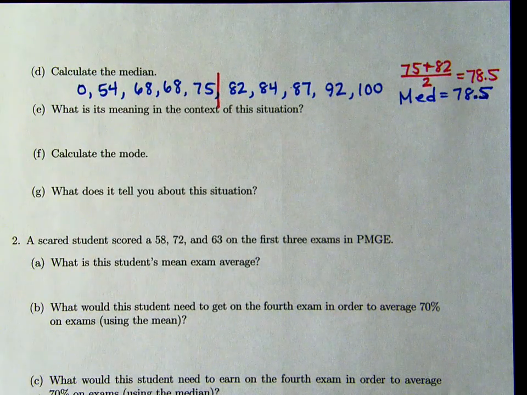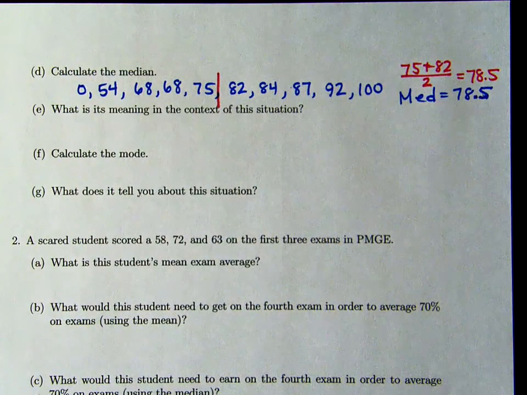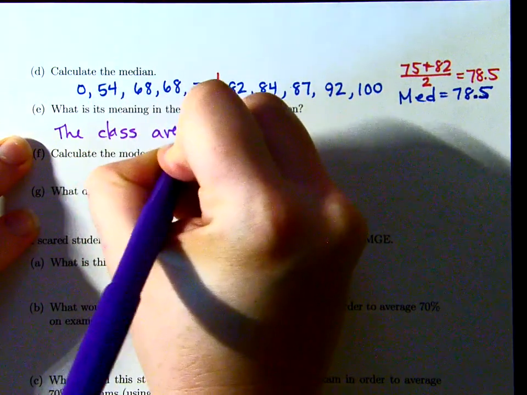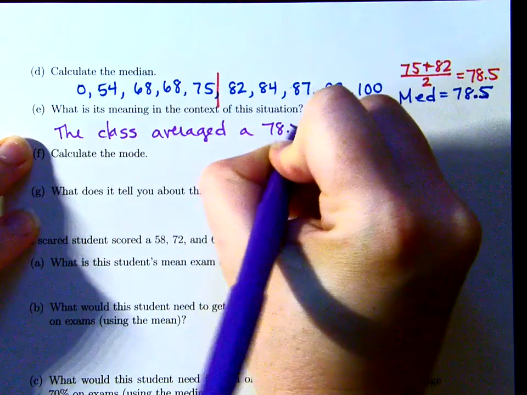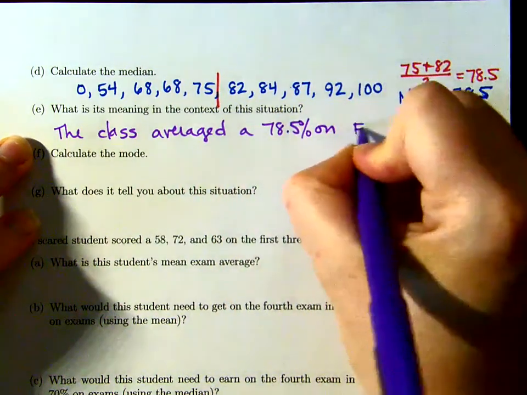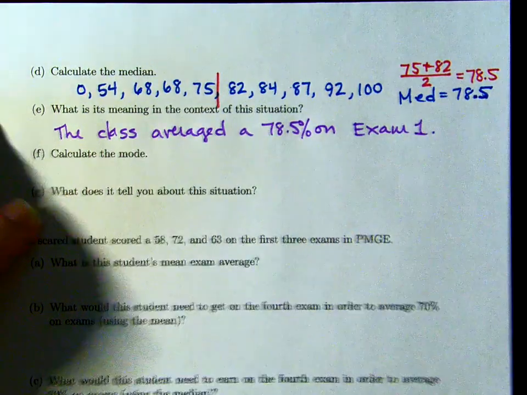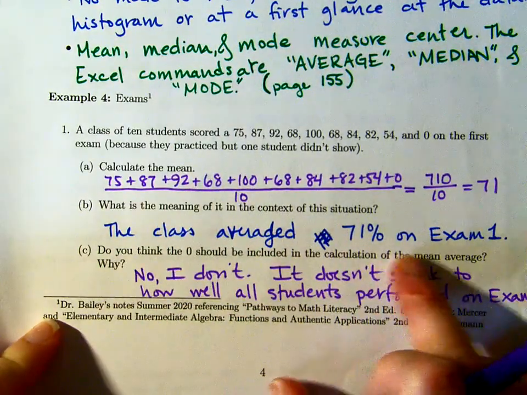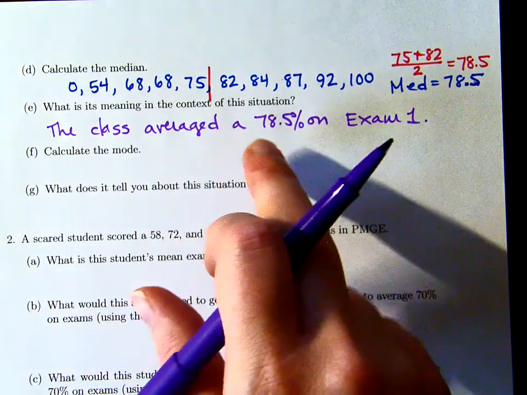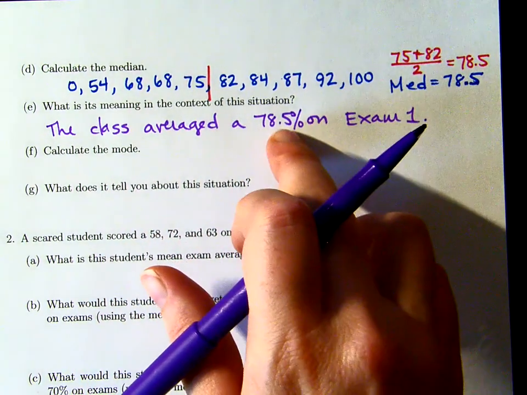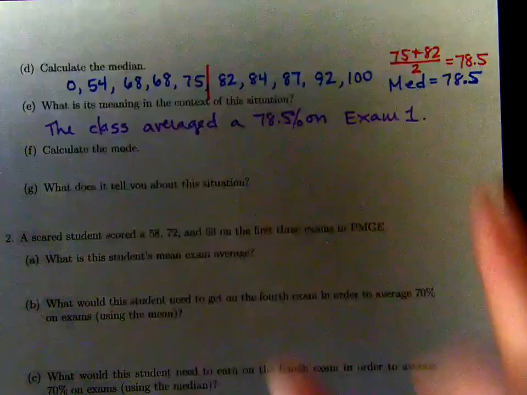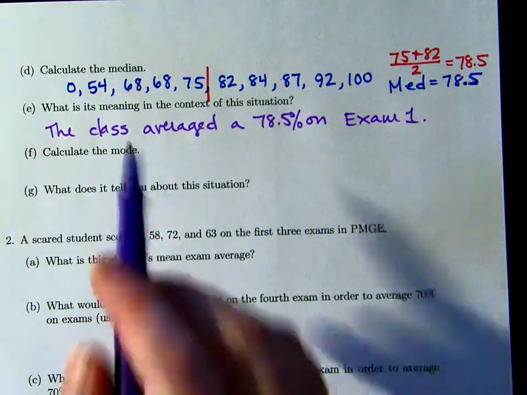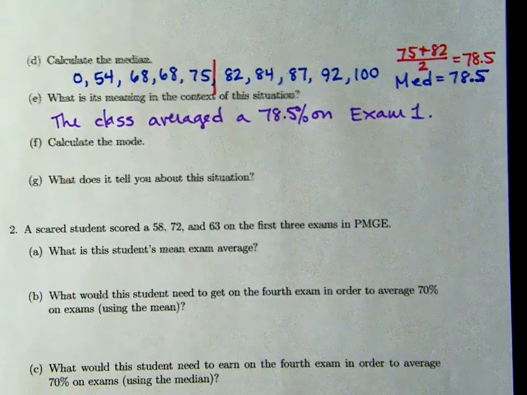Again, the class averaged a 78.5 on exam 1. Not to be confused with this statement I made over here, the class averaged 71% on exam 1, versus the class averaged 78.5 on exam 1. In this one, the average I used was the median. On this one, the average I used was the mean. So beware. This word average can mean different things.